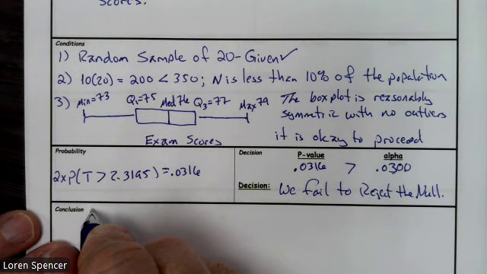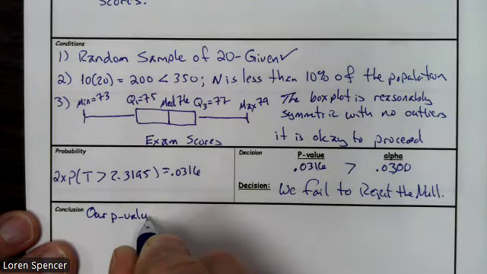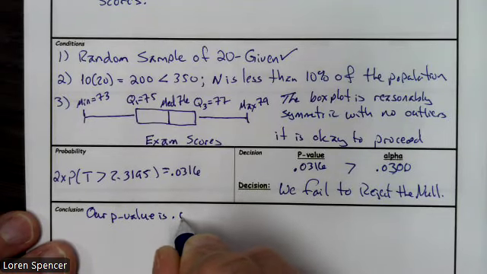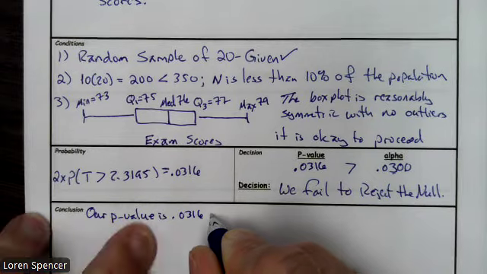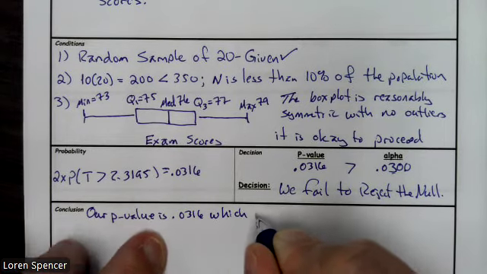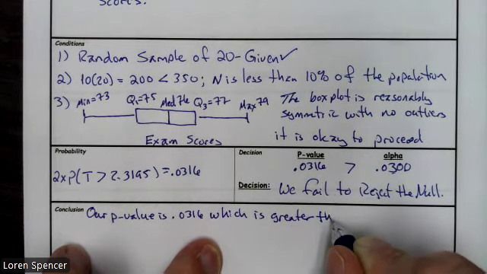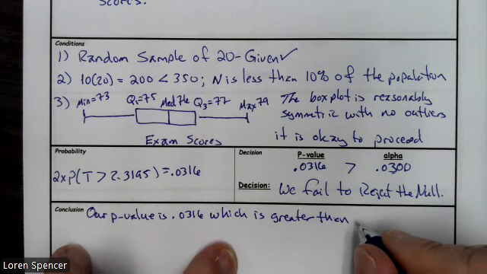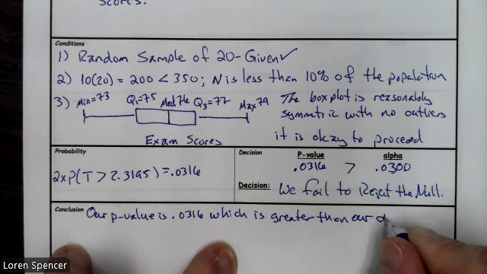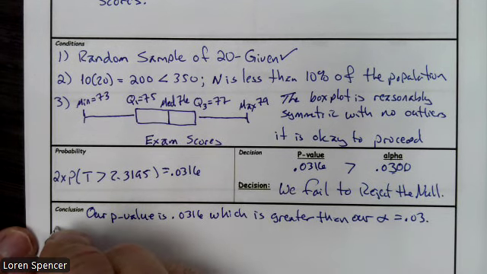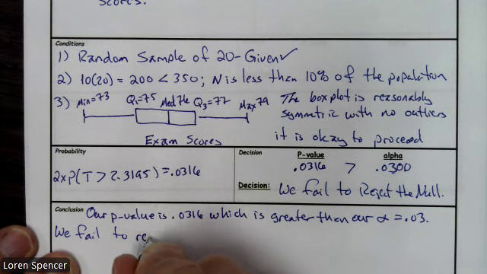So our statement: our p-value is 0.0316, which is greater than our alpha equal to 0.03. What's our decision? We fail to reject the null.